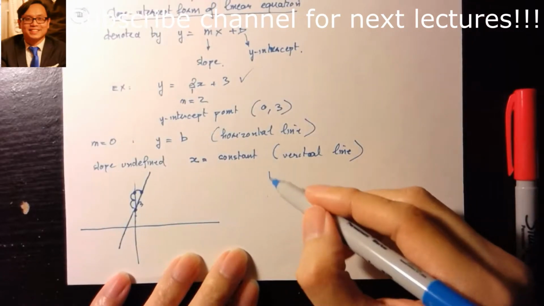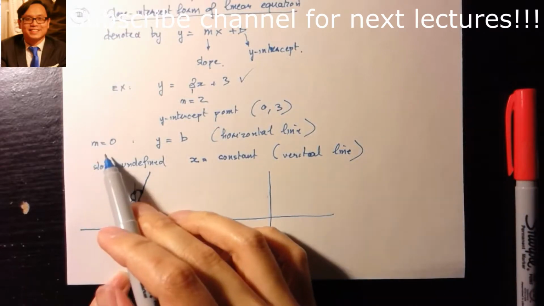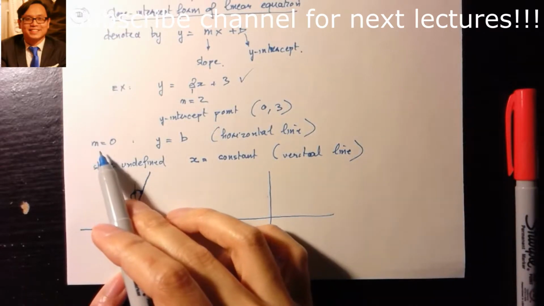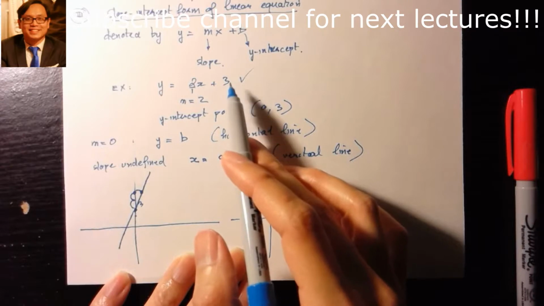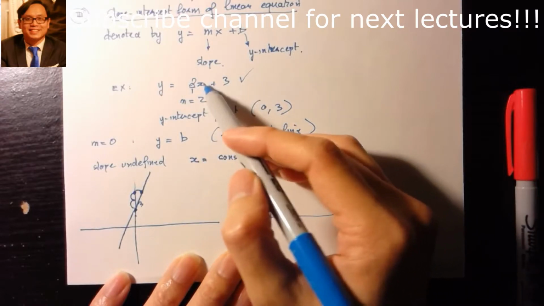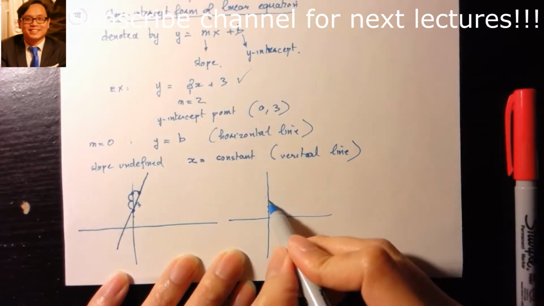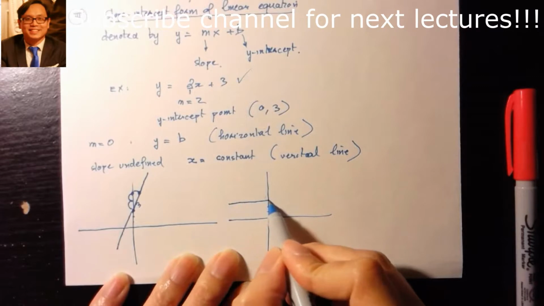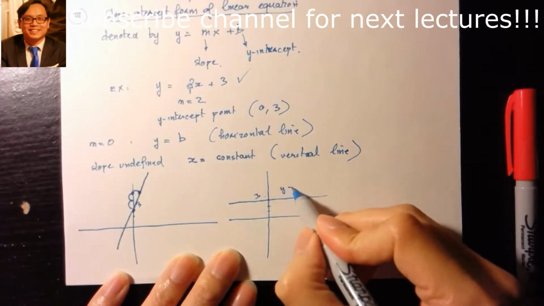That's the first case. Our second case is when the slope equals 0. Using this equation, when x equals 0, you have y equal 3, right? So 1, 2, 3, and we have the horizontal line. Okay, in this case it's y equal 3.